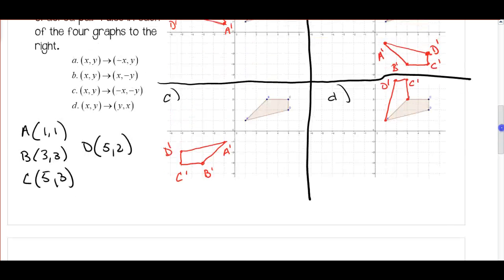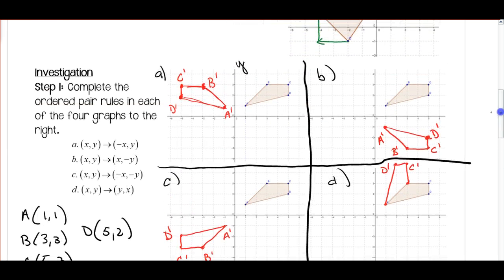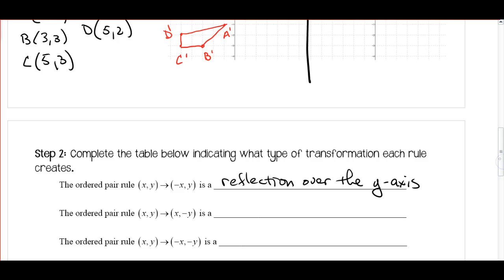So let's go back up here and take a look at part B. Part B is kind of similar, except now we've taken the whole figure and we flipped it down. So we flipped it over the x-axis. Let's fill that in. The ordered pair rule (x, y) is transformed to (x, -y) is a reflection over the x-axis.